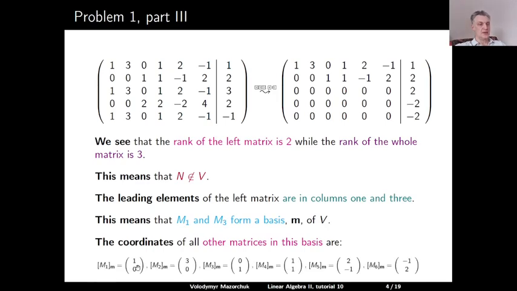So M1 has coordinates 1, 0, M2 has coordinates 3, 0, M3 has coordinates 0, 1, M4 has coordinates 1, 1, M5 has coordinates 2, minus 1, and M6 has coordinates minus 1, 2. And this completes problem 1.